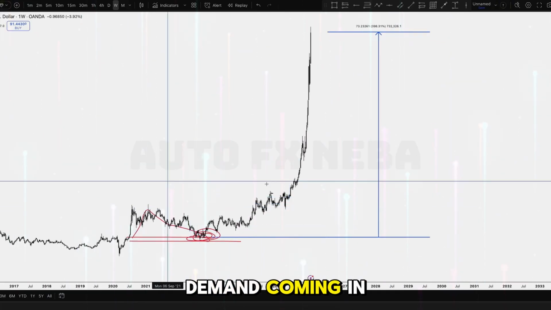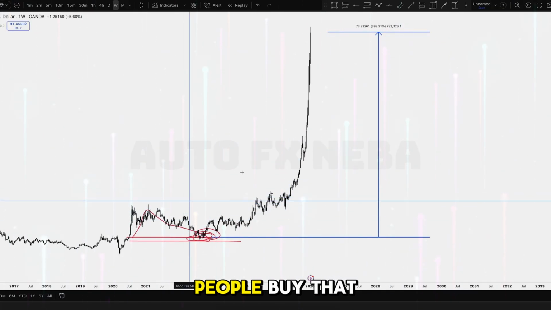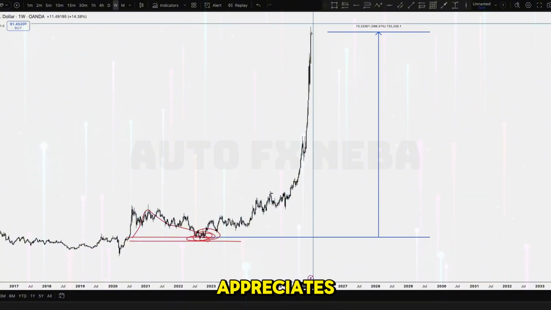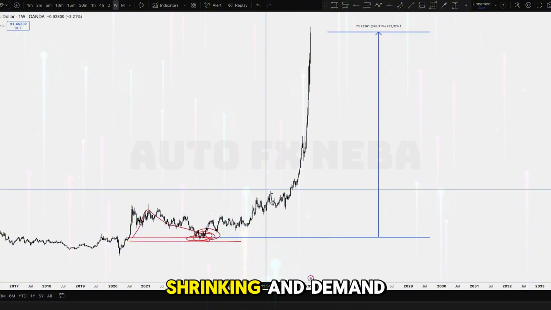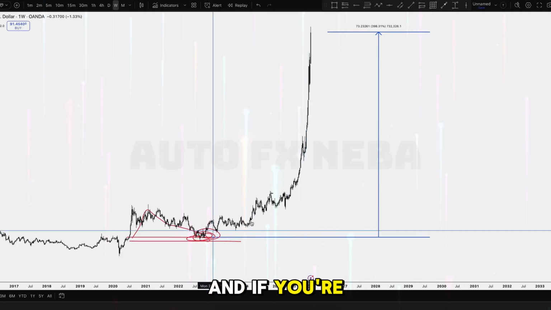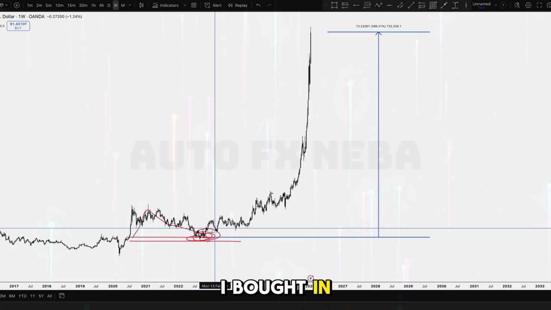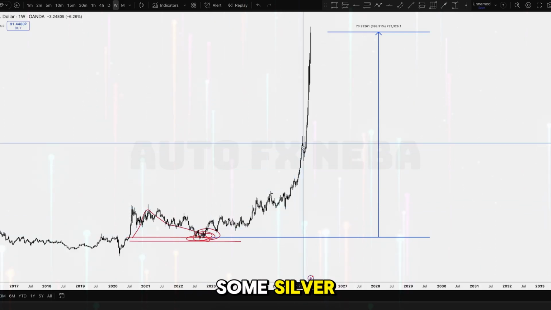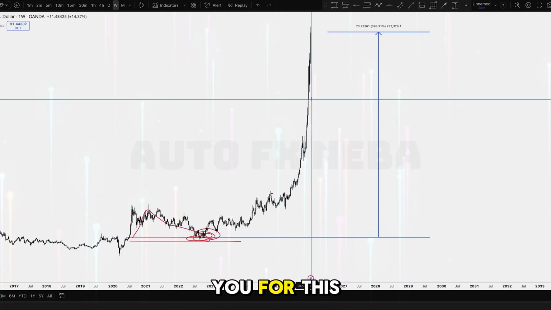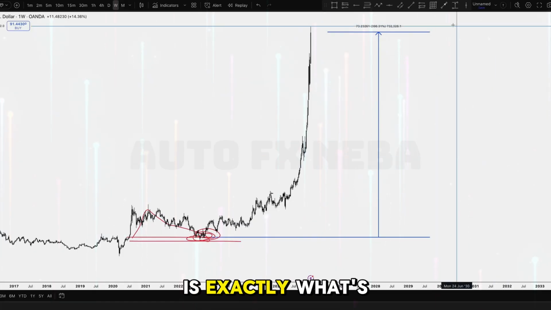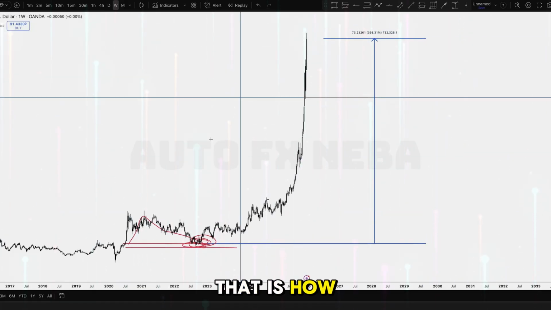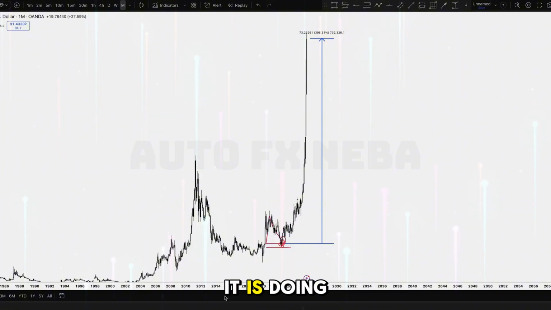We see more demand coming in for safe assets. People buy that and then price appreciates because supply is shrinking and demand is increasing. And if you're holding silver at this level, for example, if you bought in where I bought in, and now people are like, please, I really want some silver, you can say, well, I'll sell it to you for this much, I'll sell it to you for this much. And that is exactly what's happening, all right? That's how silver is doing as amazingly as it is right now.